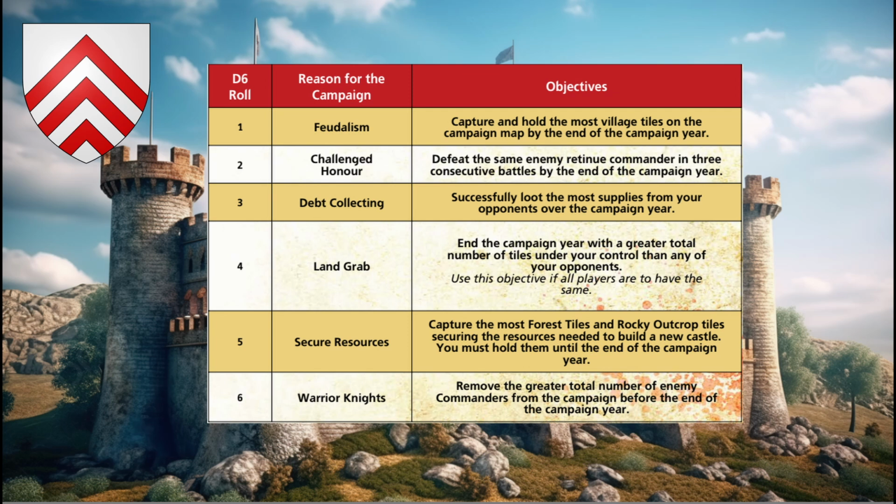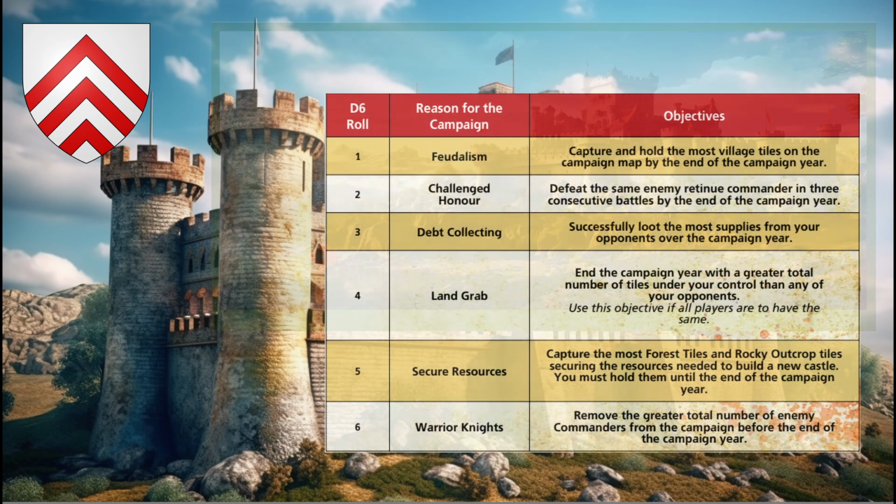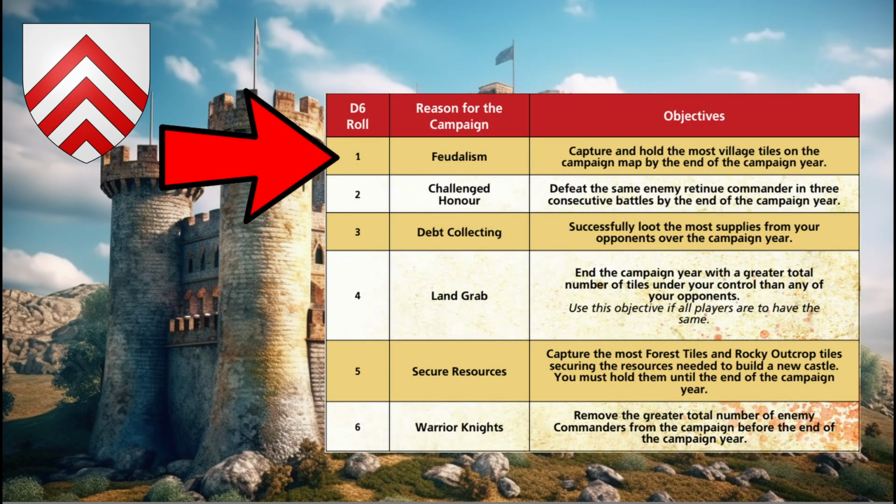So now that we know the relationship between the retinue commanders of both rebel and royalist and their bannermen, let's check now the campaign objective of the rebels. And it's one. And the campaign objective of the rebels is feudalism. Capture and hold the most village tiles on the campaign map by the end of the campaign year.